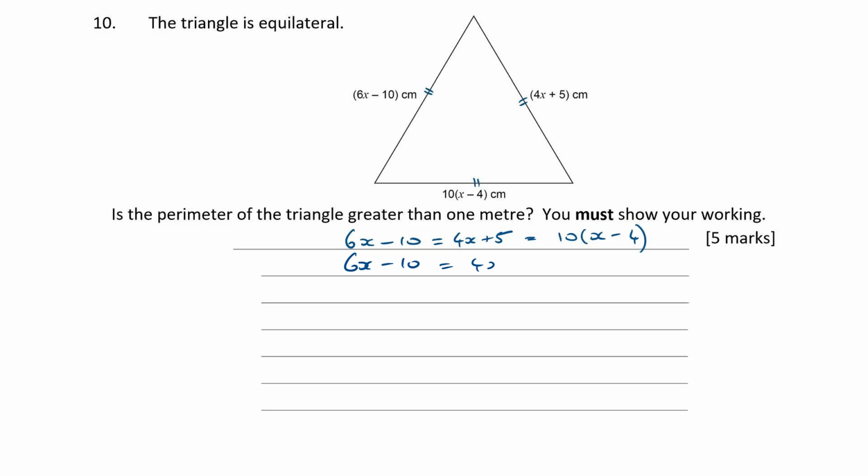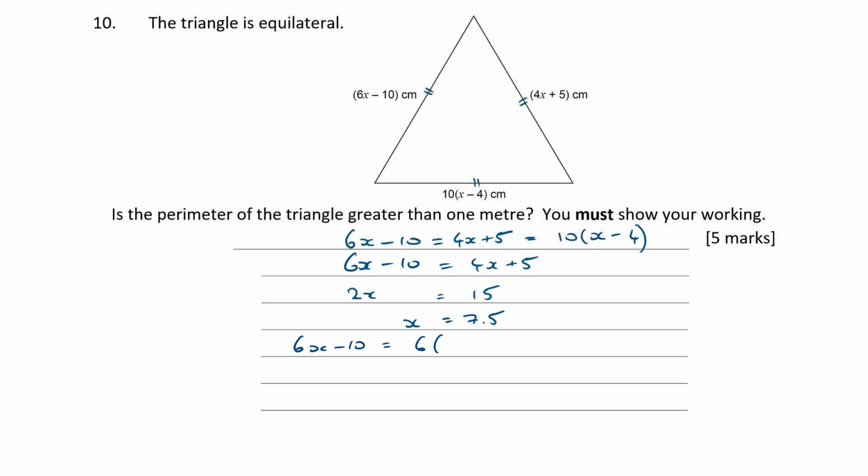6x minus 10 is equal to 4x plus 5. So solving those, taking 4x away from both sides is going to give me 2x, and adding 10 to both sides is going to give me 15. So I think 2x is going to be equal to 15, making x equal to 7.5. Now if x is 7.5, what is the length of one side? Okay, so let's take one of those calculations for the side, 6x minus 10 for instance. So what would 6x minus 10 be equal to?